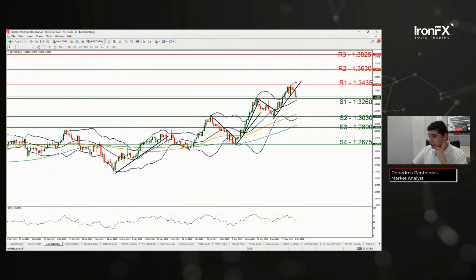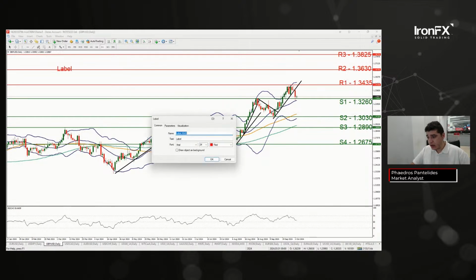For cable, you can see that it is testing and has rested on that S1 level at 1.3260. We have S2 at 1.3030. And to make this easier, I will be adding a text label that this is GBP USD.